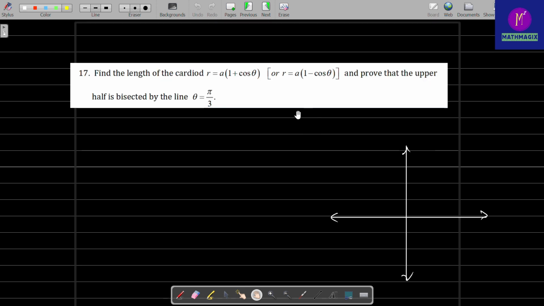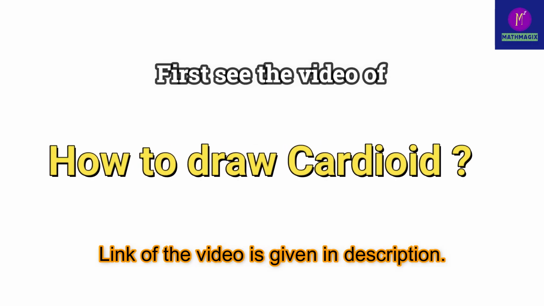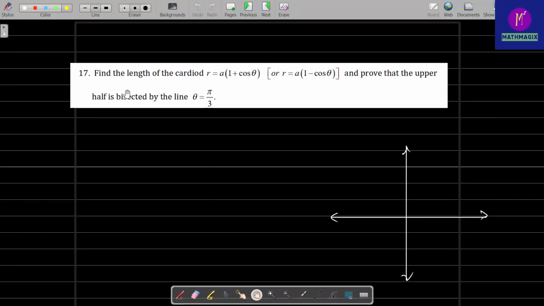So now let us solve problems of rectification related to the cardioid. The first problem is: find the length of the cardioid r equals a into (1 plus cos theta), or r equals a into (1 minus cos theta), whatever it is. The procedure will remain the same, only the diagram is different. And prove that the upper half is bisected by the line theta equals pi by 3. So let us first find out the length of the cardioid, or the perimeter of the cardioid.